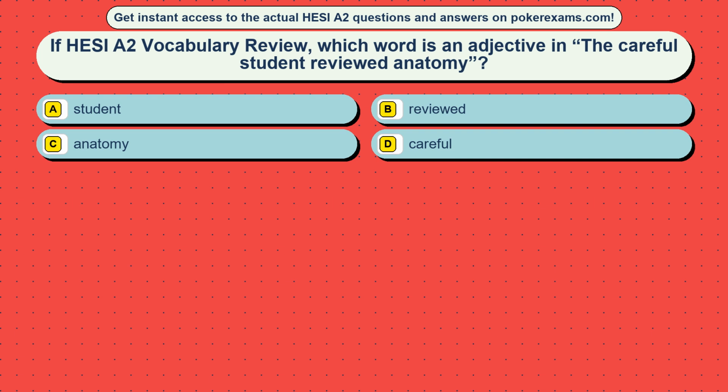Question 10. If HESI A2 Vocabulary Review, which word is an adjective in the careful student reviewed anatomy? Option A, student. Option B, reviewed. Option C, anatomy. Option D, careful.